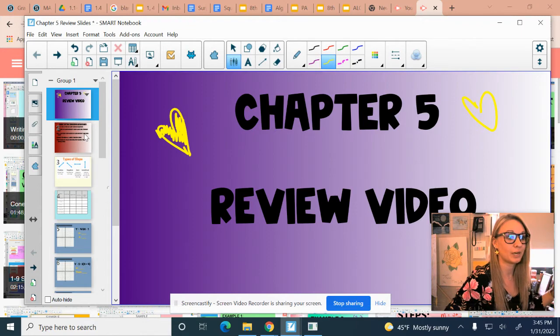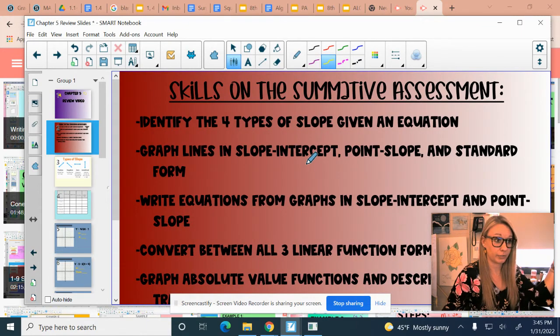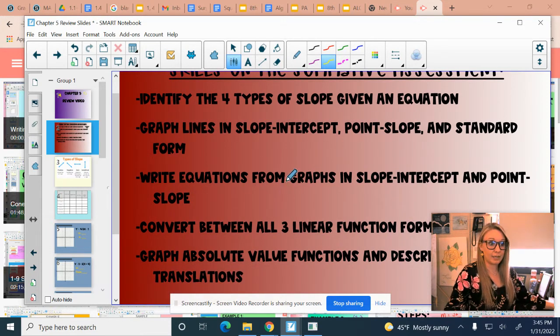Okay, so first of all, let's talk about what will be on your summative assessment. This video will go through at least one of every skill that you see here. The first skill is how to identify what type of slope, positive, negative, zero, or undefined, when given an equation. You will have to graph a line when it's in slope-intercept form, point-slope form, and standard form.